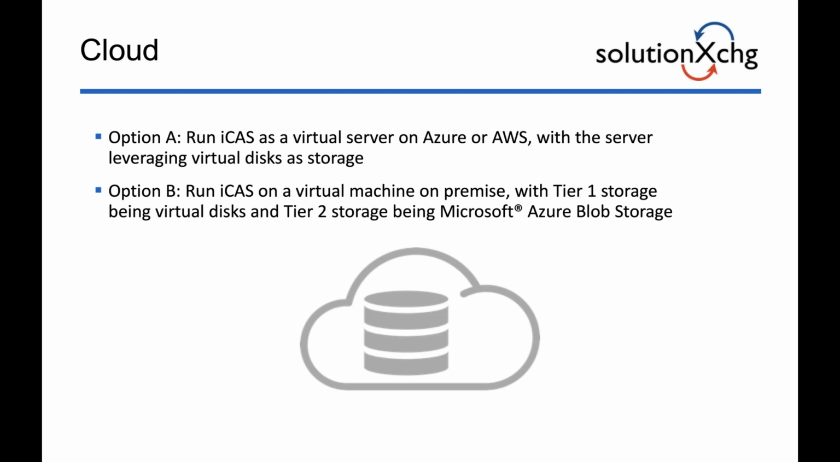Another feature is that we are open to work with you as far as if you want to take your archive into the cloud. Eternity ICAS can be set up as a virtual server on Azure or Amazon, and that server leveraging virtual disk as storage, or you can run ICAS on a virtual machine on premise, and you can set it up to have tier 1 storage being a virtual disk and tier 2 storage being Microsoft Azure Blob storage. So you have 2 options. One is going all the way into the cloud with the storage and ICAS, and the other one is having ICAS on premise, but just a second copy of the data out on Azure Blob storage.